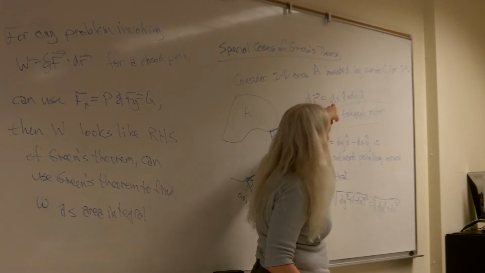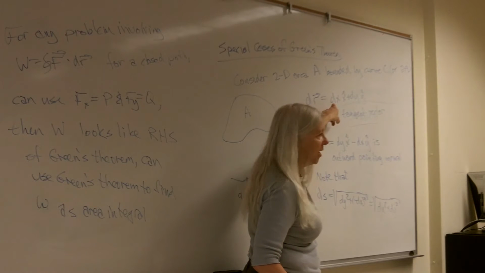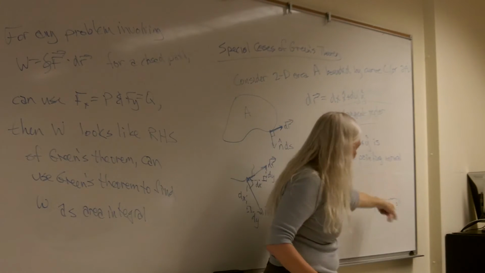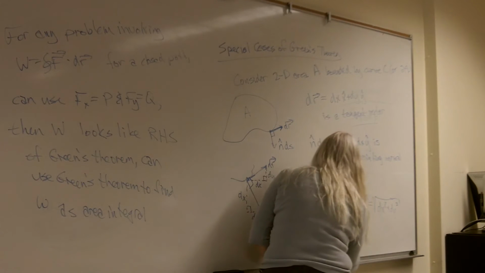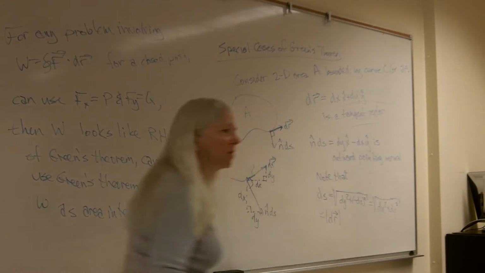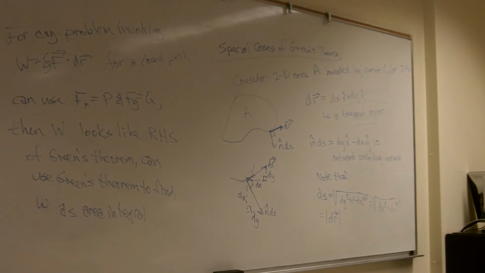Notice that's also the magnitude of this vector, right? Because if I again take the square root of the sum of the squares of the components here, I get that same thing. So this is also equal to the magnitude of dr. So both of these vectors have the same magnitude, right?